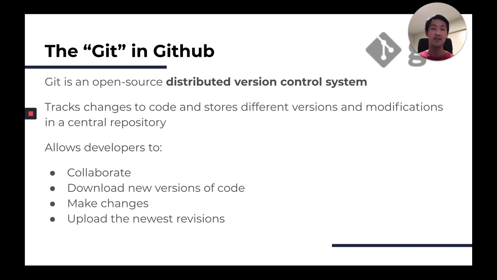Now we get to the crux of what Git is, and it's a version control system. What the heck does that mean? Well, the next sentence gives you some clues. It tracks changes to code and stores different versions and modifications in a central repository. So that's a mouthful. What's going on there? Well, what do we mean by version? We mean the different versions of your program.